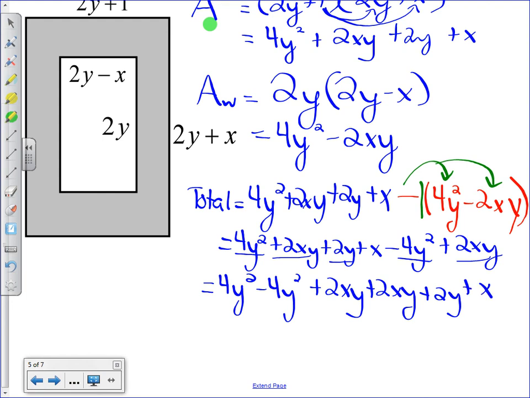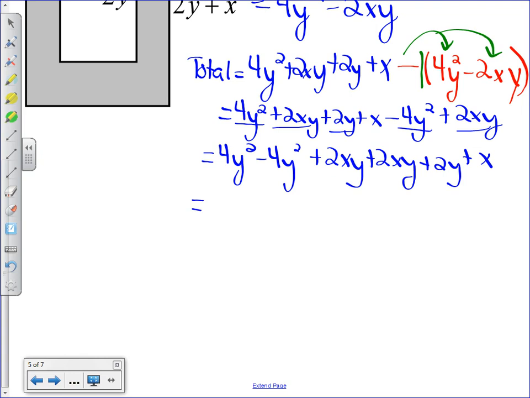Okay, Zach, what do I get for a final answer? Okay, good. These cancel out. If 4 minus 4 is 0, I get nothing. I don't even write anything. So then I skip right to here. 2 plus 2 gives me 4xy plus 2y plus x. Holy long question. That's my final answer.